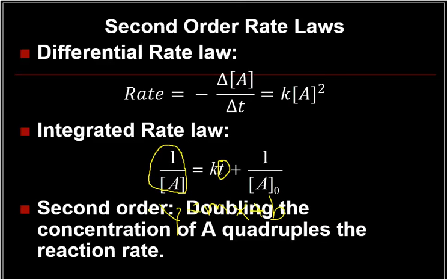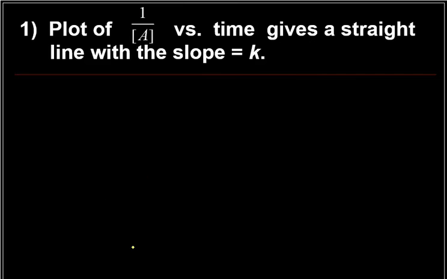And just a little refresher for you, doubling the concentration of A quadruples the reaction rate. That was just a refresher from when we were doing our other rate laws. Okay, so again, to verify that it's second order, the inverse of the concentration of A versus time will give a straight line. If it is not a straight line, I guess I didn't really address that. If it's not a straight line when you plot those two variables against each other, then it isn't second order.